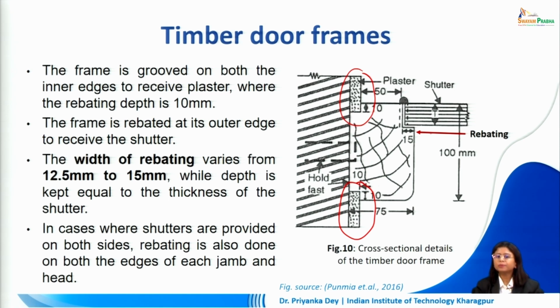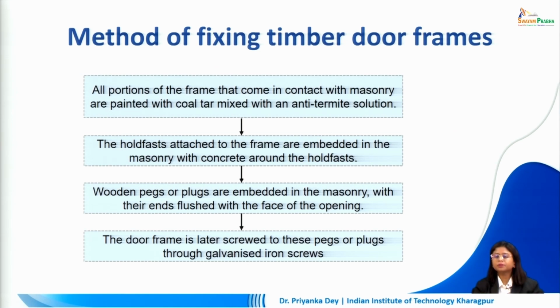The frame is rebated at its outer edge to receive the shutter as depicted here. The width of the rebating varies from 12.5 mm to 15 mm, while depth is kept equal to the thickness of the shutter. So, the rebate on this side can be about 12.5 to 15 mm and on this side the rebate will have to be at least as much as the thickness of the shutter. In cases where shutters are provided on both sides, rebating is also done on both sides of each jamb and head.